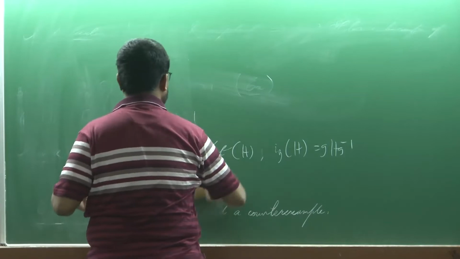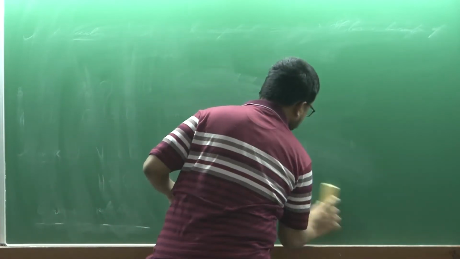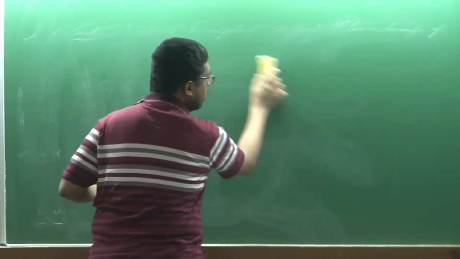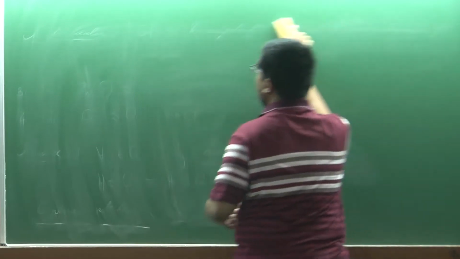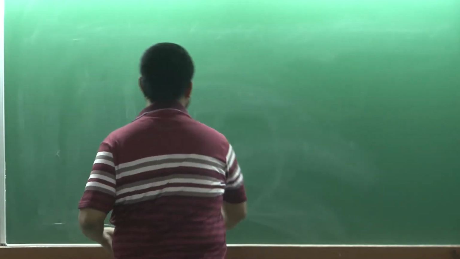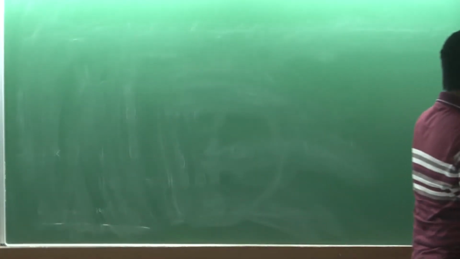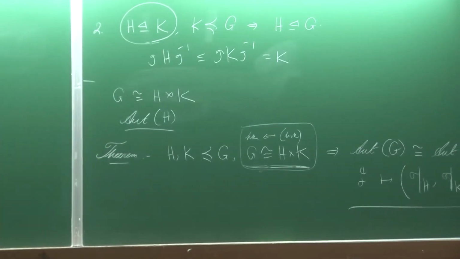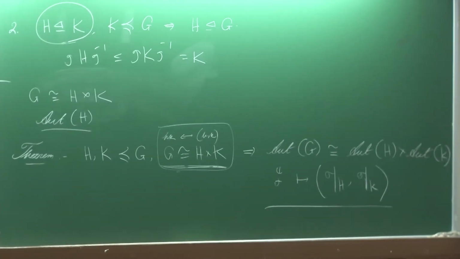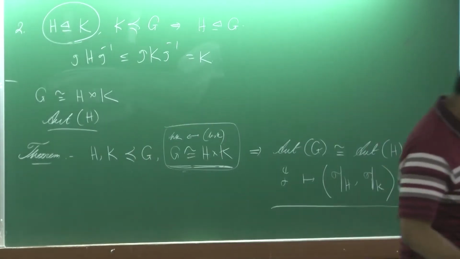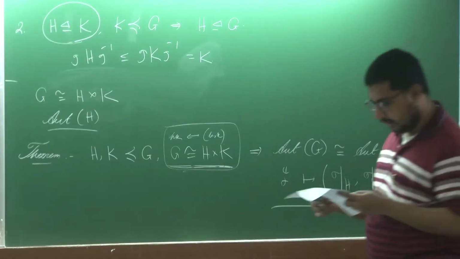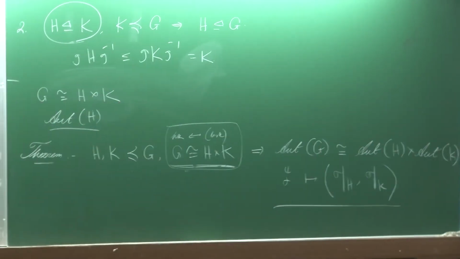The next thing is how to simplify semidirect products using this, how to simplify semidirect products when we are having characteristic subgroups. So we have the following.